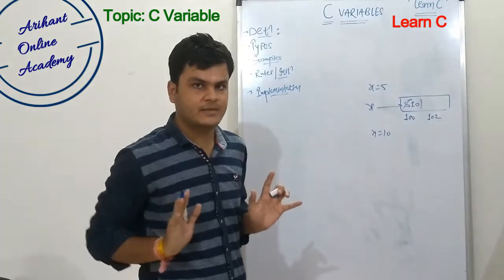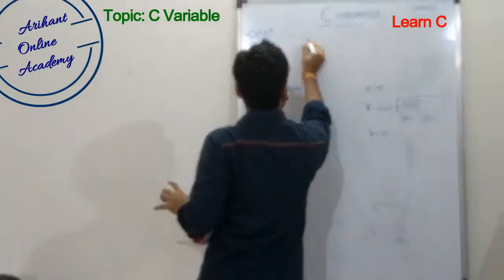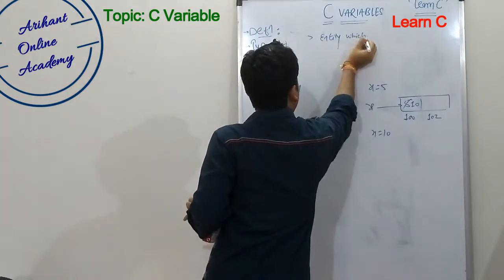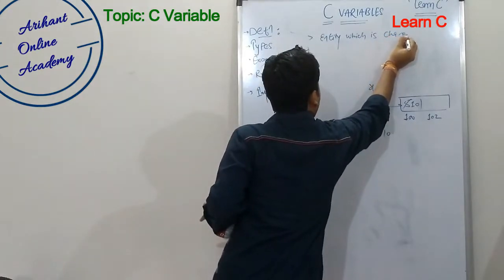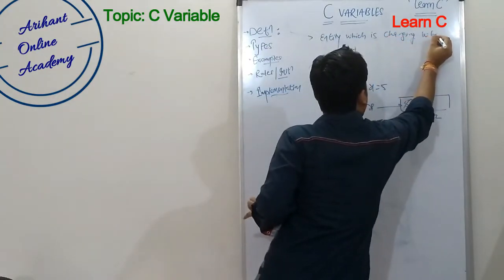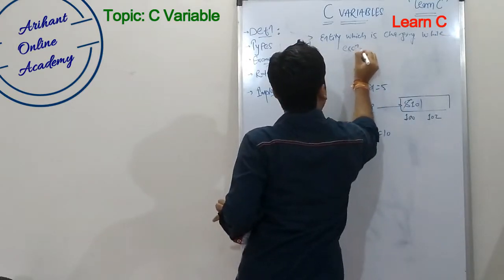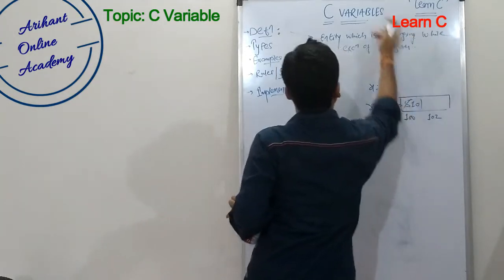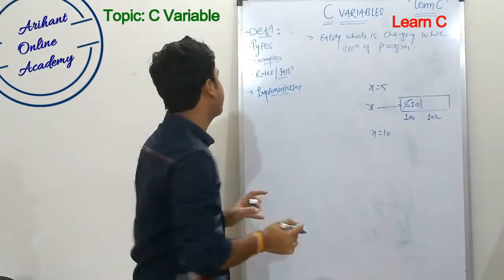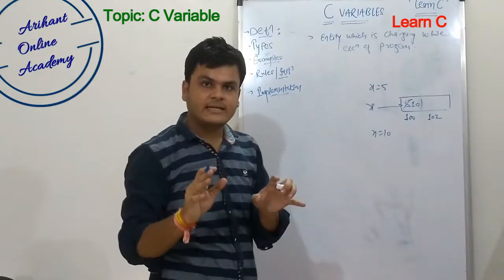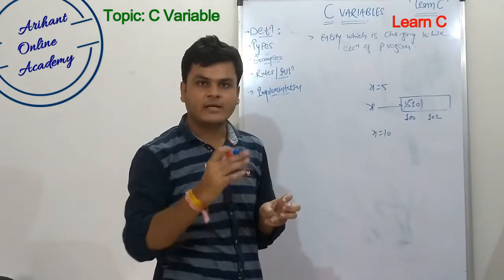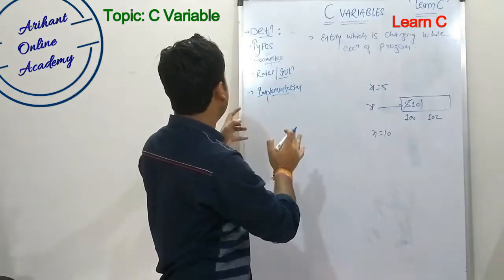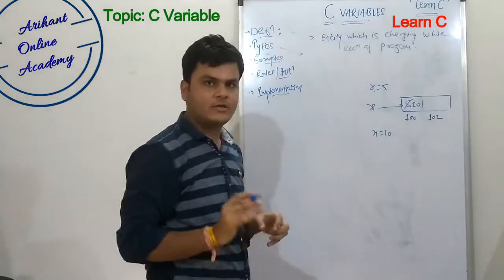It's the basic concept. Now if you want to write the definition, you can simply write: the entity which is changing during execution of a program is called a C variable or variable. Now, types. Basically, there are integer type variables, float type variables, real type variables, and character type variables. We will discuss these in our examples.